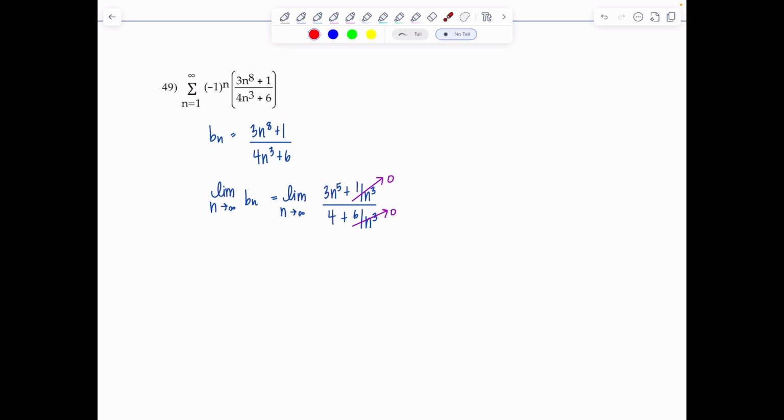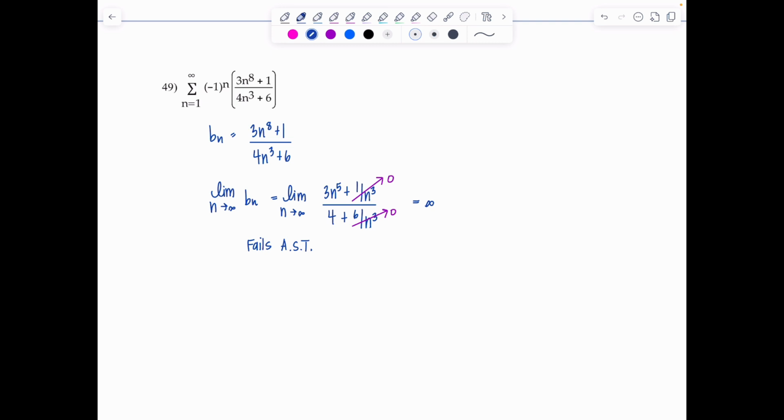Infinity divided by 4 is still infinity. So that's definitely not going to satisfy condition 2. Remember, the terms need to go to 0. So it fails AST. Yes, this series diverges, but how should we show it?